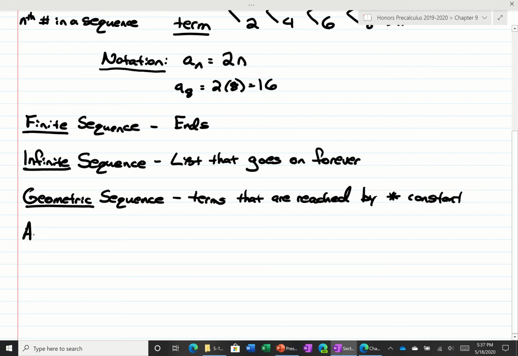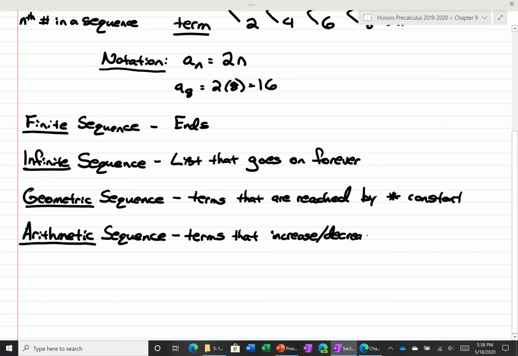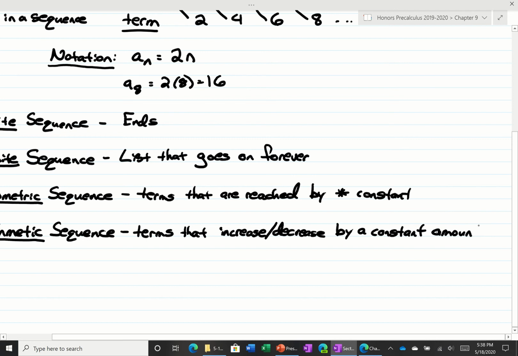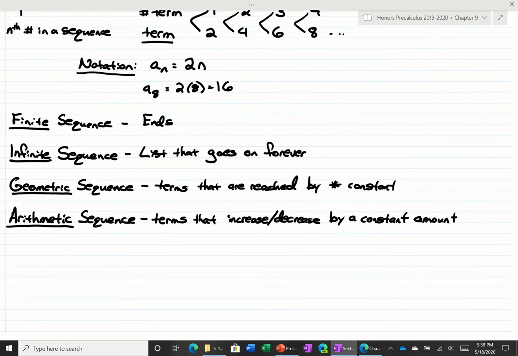We have another sequence that's called an arithmetic sequence. Now, it's spelled arithmetic, but it's pronounced arithmetic when it's in the context of a sequence. And what an arithmetic sequence is, it's terms that increase or decrease by a constant amount. What that means is in every term you might have to add 3 to get the next one. And we'll take a look at some examples.